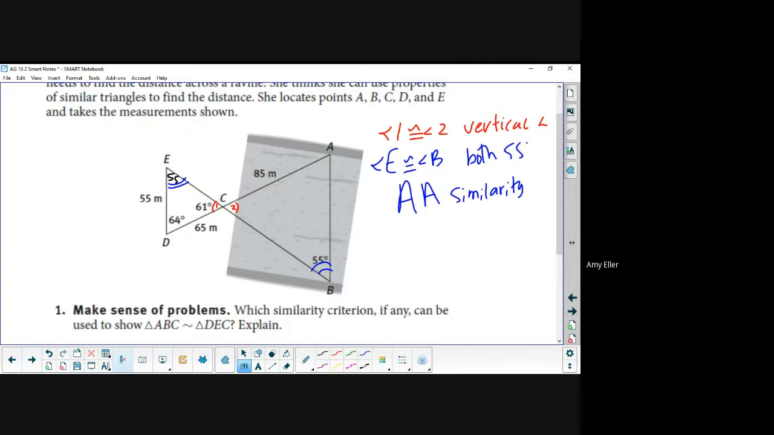That is how we do number one. Which similarity criteria? So which of the three that Jaden mentioned, in this case AA, and you have to say which set of angles, here's one, which other set of angles, here's another.